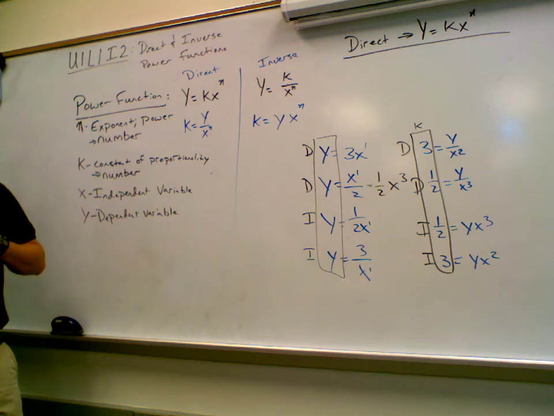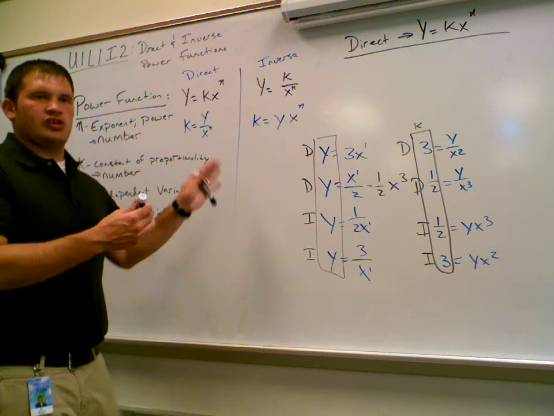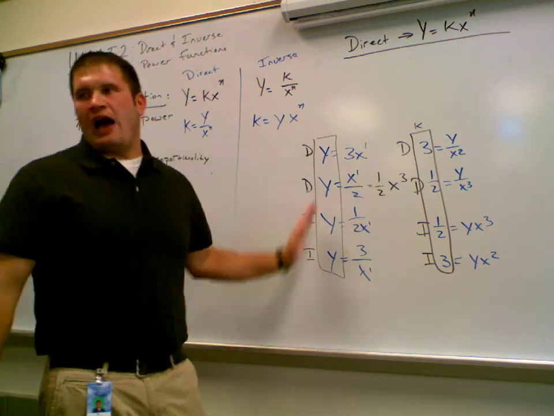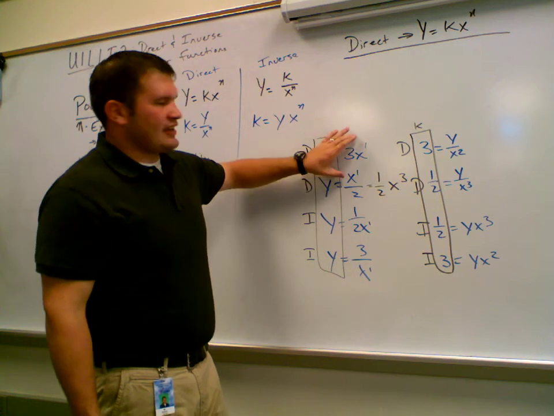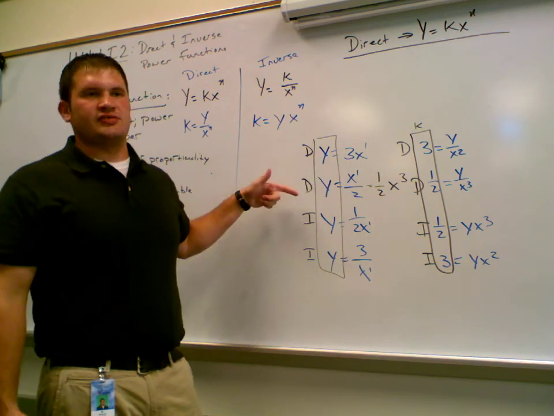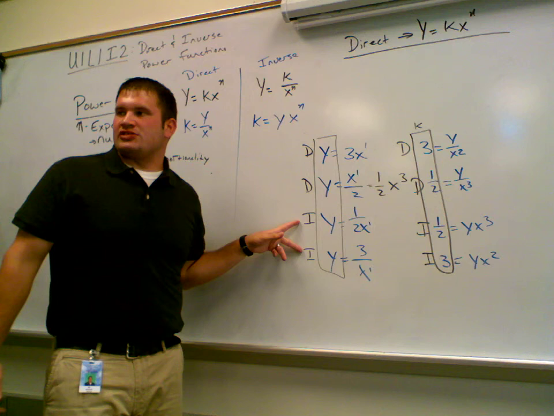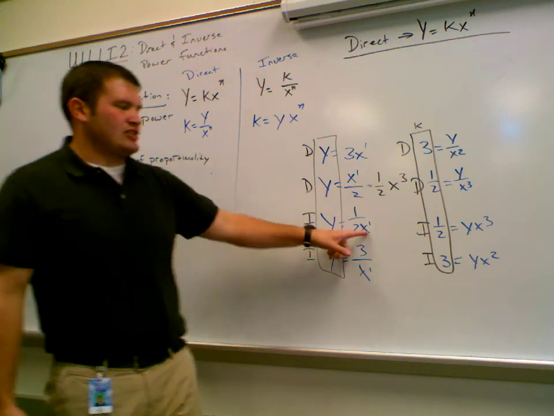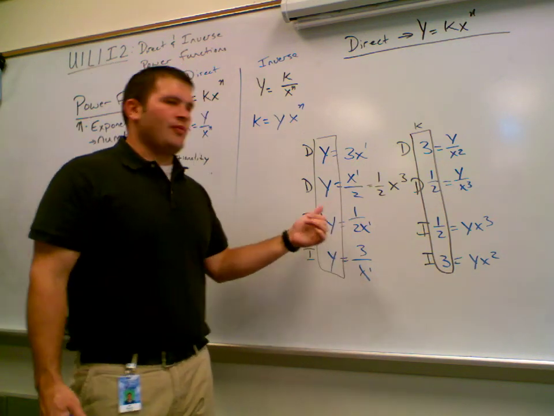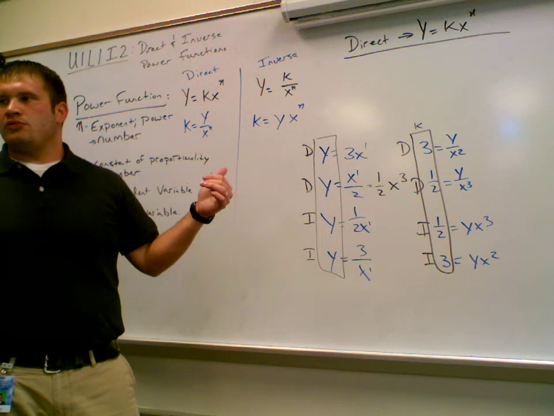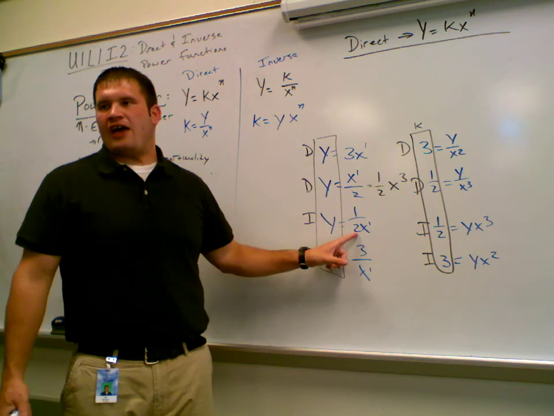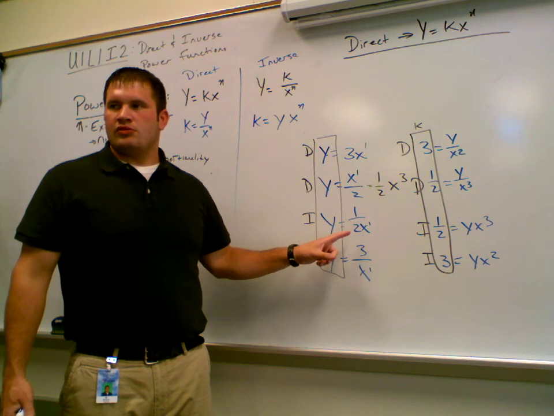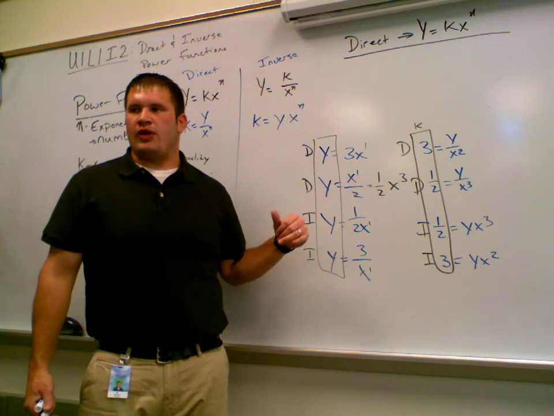So what matters is where the x is located compared to what we're solving for. We're solving for y. If x is on top, that means it's direct, because if x increases, y will increase. In this one, we're solving for y, and the x is on the bottom, right? So if x goes up, y will go down, because if x is 1, it's 1/2. That's inverse. If x goes up, y goes down.